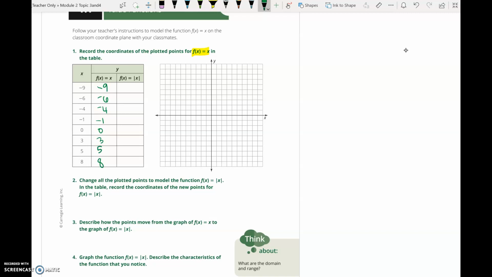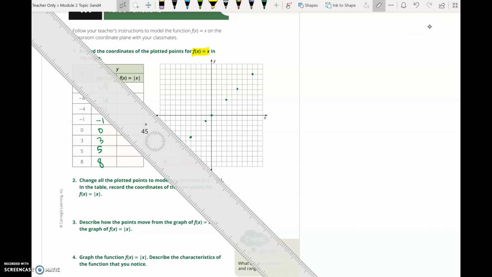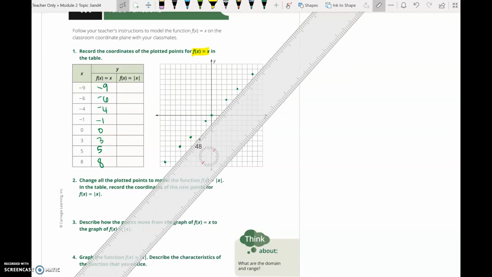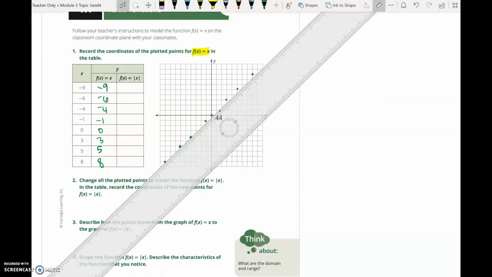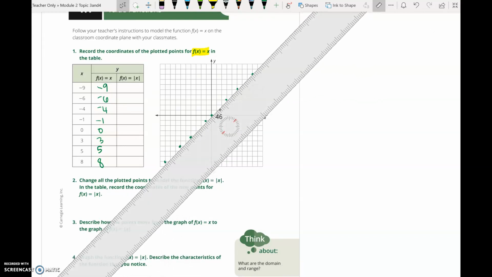And like I said, this is just a line. So if I were to graph this, it would look a little something like that. And then of course I can connect my dots to actually form the line.